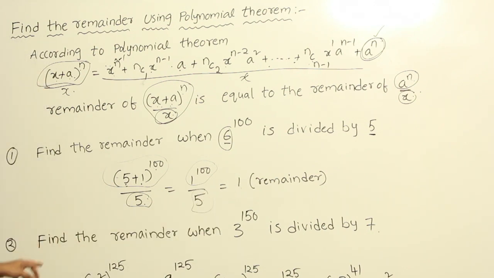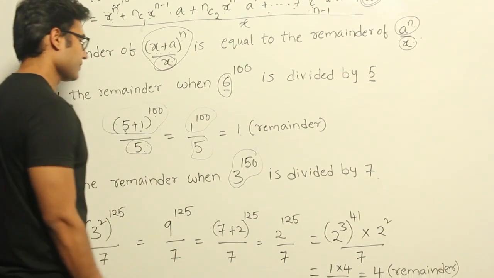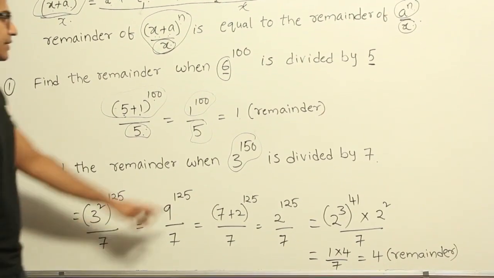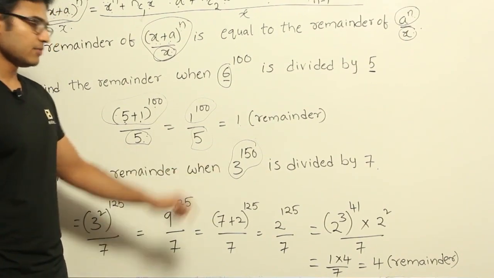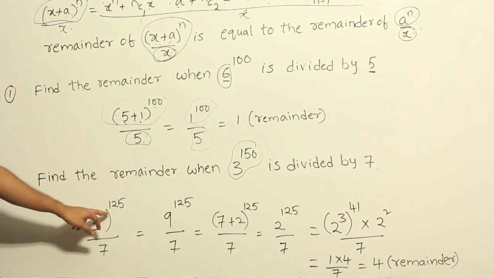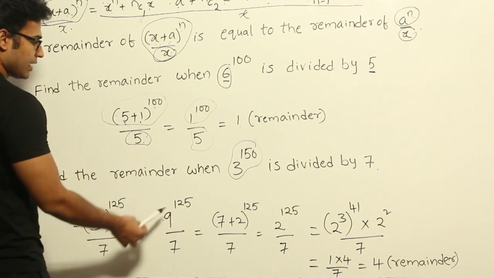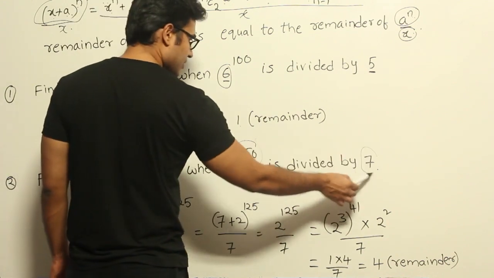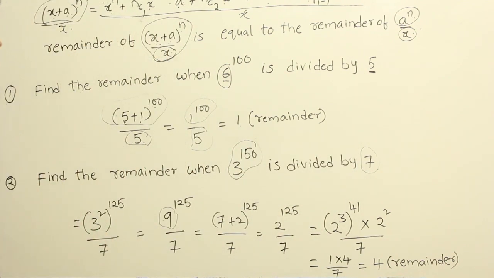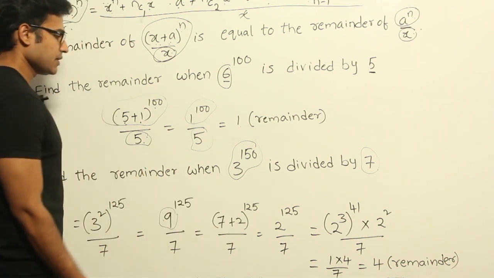Now look at the next example. Find the remainder when 3 power 150 is divided by 7. Now I cannot write 3 as 7 plus something, right? Instead what I will try to do is increase the number here. Now I can write 3 power 150 as 3 square power 75. Now what is 3 square? 9. So it is going to be 9 power 75. Now I can write 9 as 7 plus 2. Why am I trying to write this? Because I am trying to divide this number by 7, so I want to write it as 7 plus something. Now it is going to be (7 plus 2) whole power 75 divided by 7.